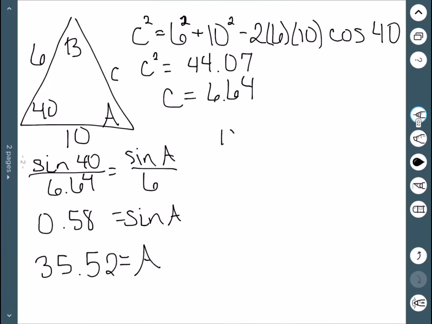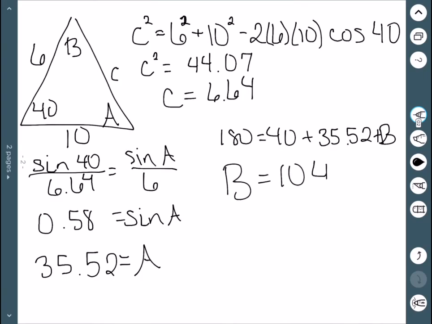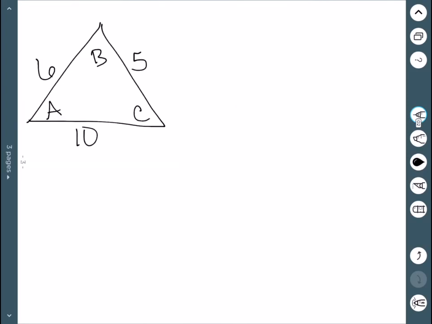Using that, we know that 180 is equal to 40 plus 35.52 plus our missing angle B, and now we can find angle B, which we get to be 104.48. So now we have all three sides and all three angles. Next, we'll look at one that has all three sides and none of the angles.